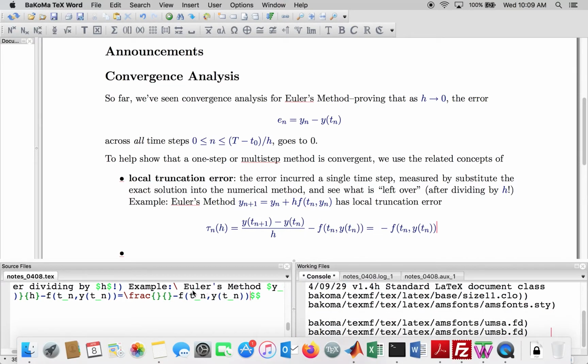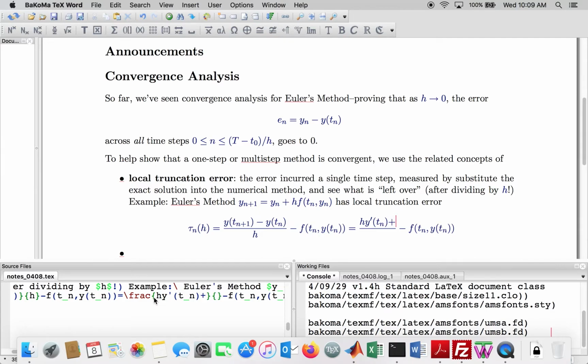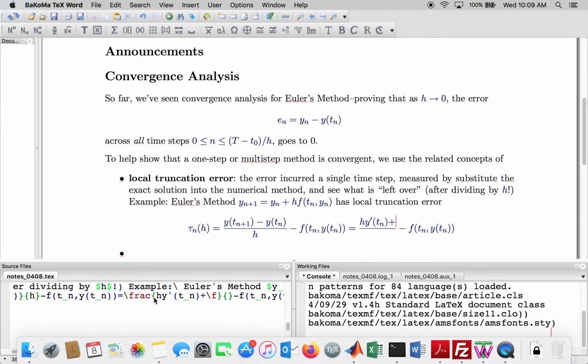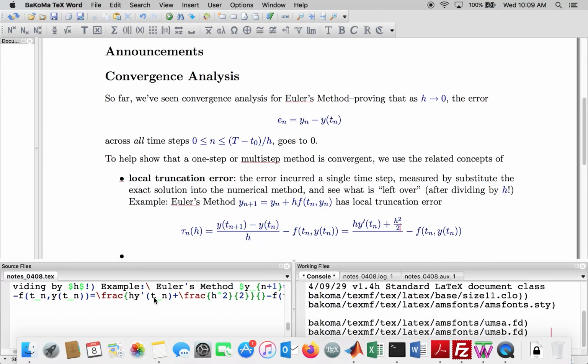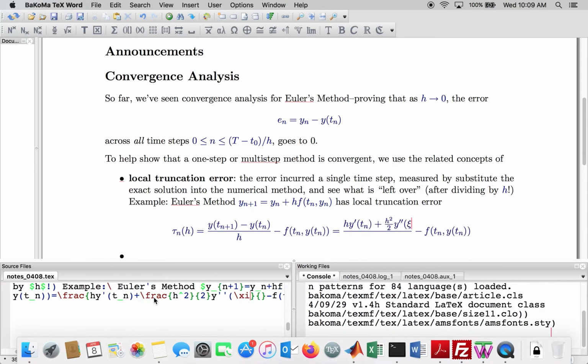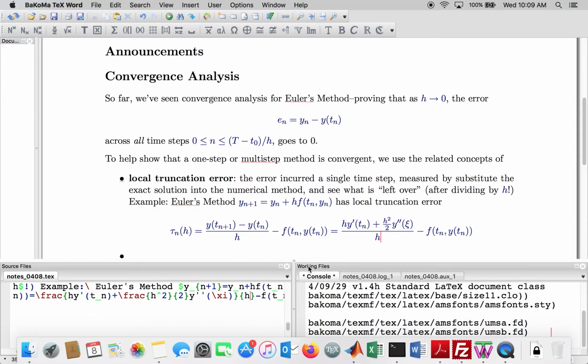hopefully I can fit it on this line. So I'm going to have h y prime of tn plus the next term, h squared over 2 y double prime. And I'm going to stop the Taylor expansion right here. So I'll have an unknown point, c, and all of this is divided by h. But the thing is, y prime is f of tn, y of tn. So here the h's would cancel for this term.